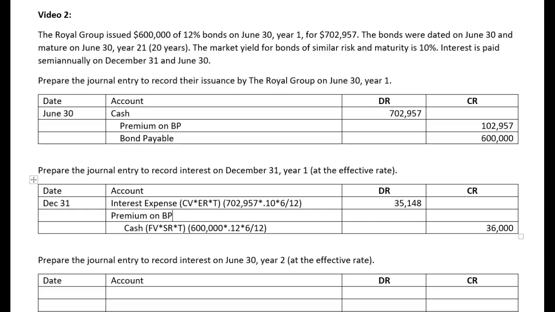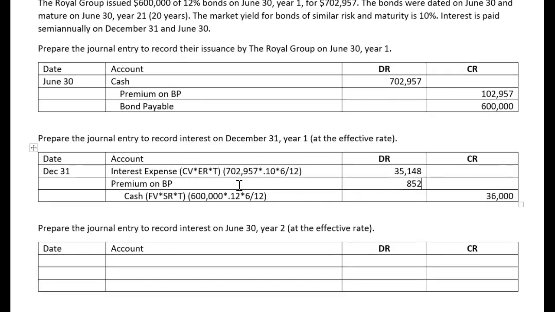So then what do we do? Well, then we have to amortize the premium on bonds payable, and that is simply going to be the difference between the two. And in this case, it's $852. All right. Now, keep in mind, when you amortize this, our premium will go down. So what will happen? Well, our carry value will go up. So when we calculate the interest expense next time, our carry value will not be 702. It'll actually be a little bit less than 702.